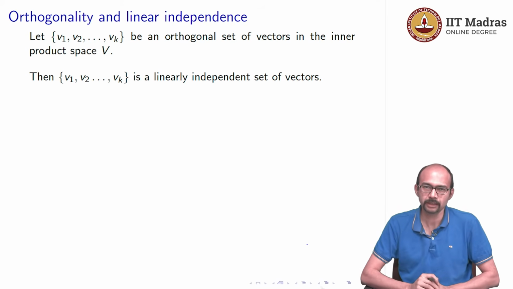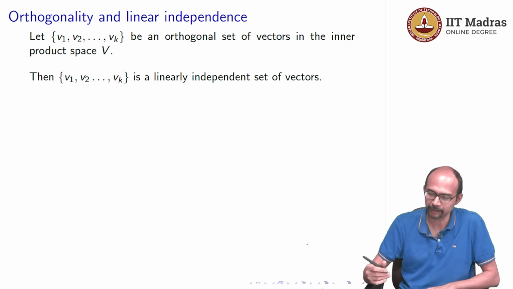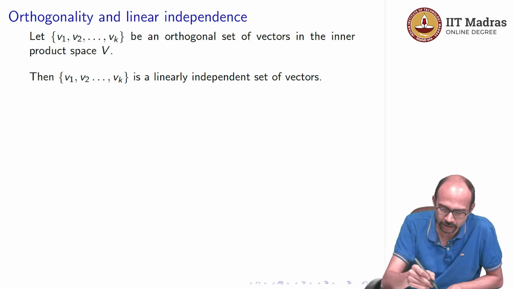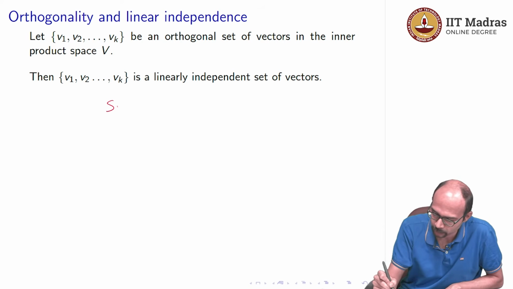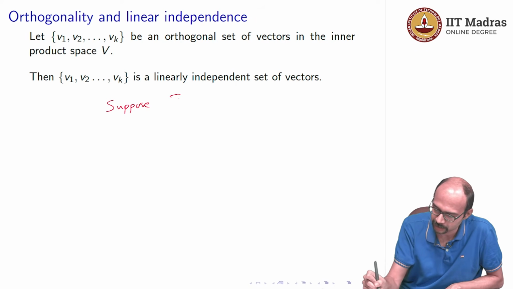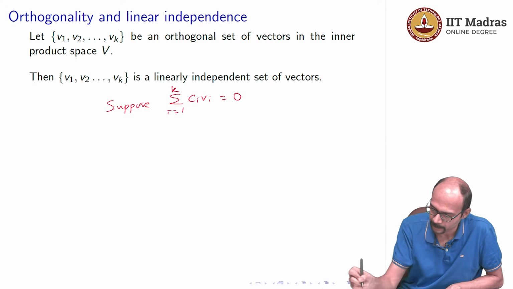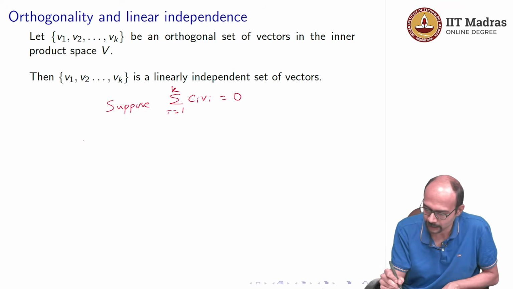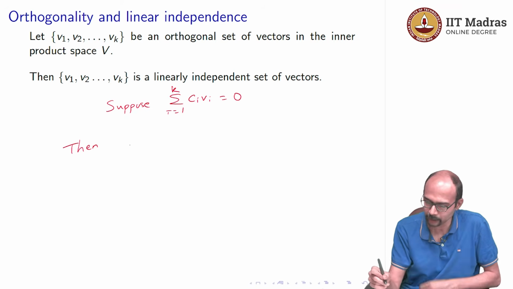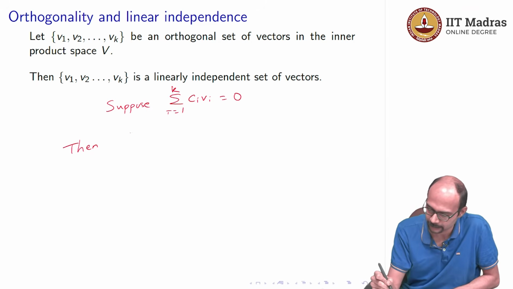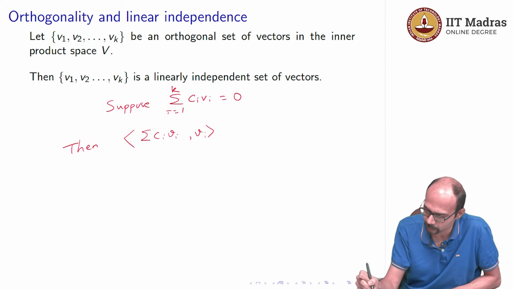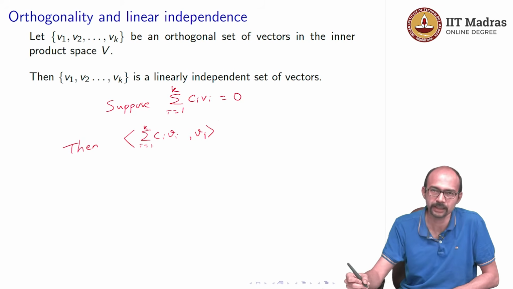Let us see a quick proof, or at least the idea of the proof of this statement. Why is this happening? So, suppose summation Ci Vi is 0. Well, then what I can do is take the inner product of summation Ci Vi with Vi, or maybe let us say with V1. Let us do it for V1 and you will see the same thing happens for any Vi.